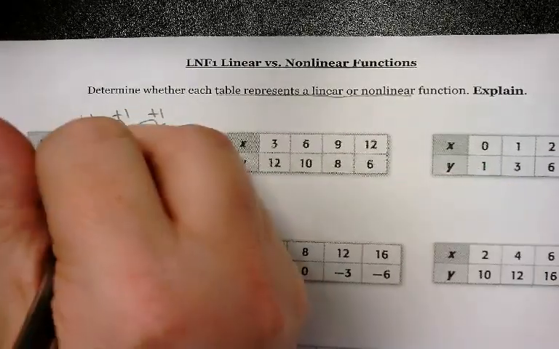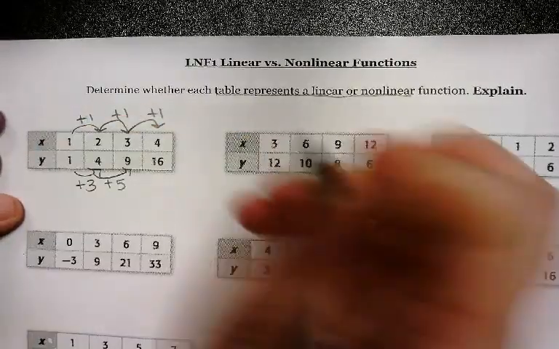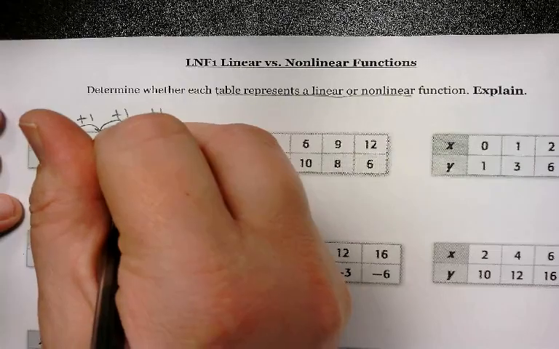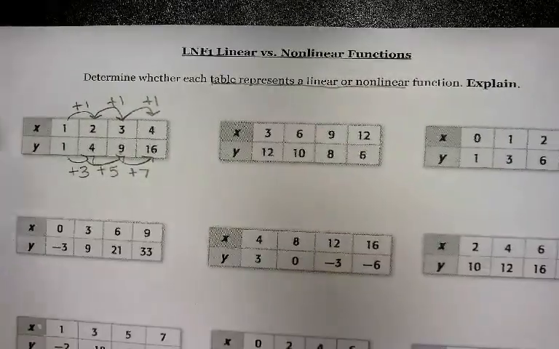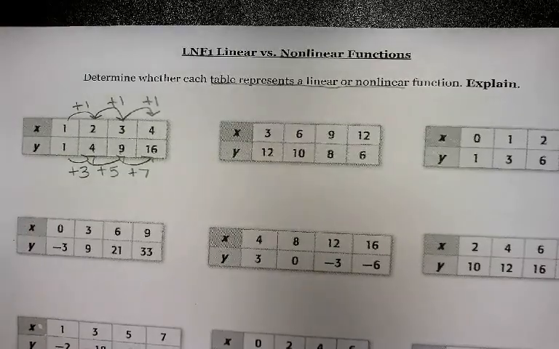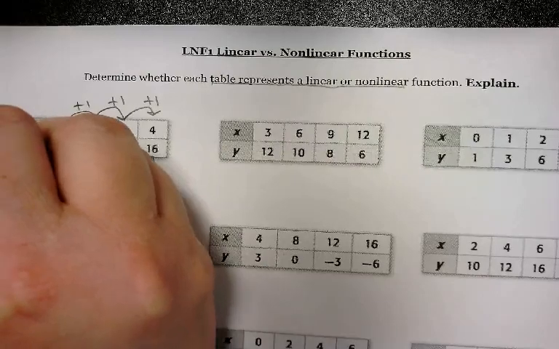As I go from 4 to 9, the difference is 5. And then as I go from 9 to 16, the difference is 7. So they are not increasing by the same thing each time. So this one is going to be non-linear.